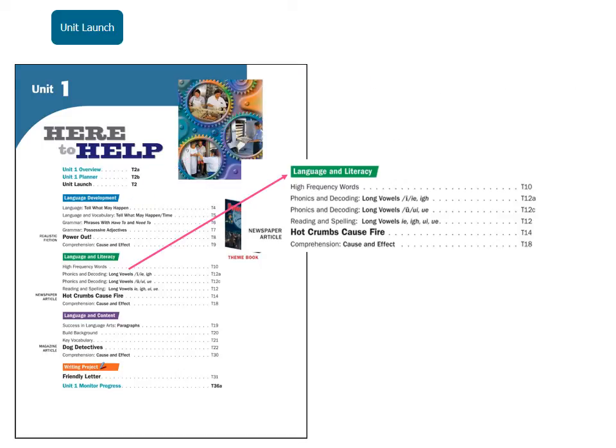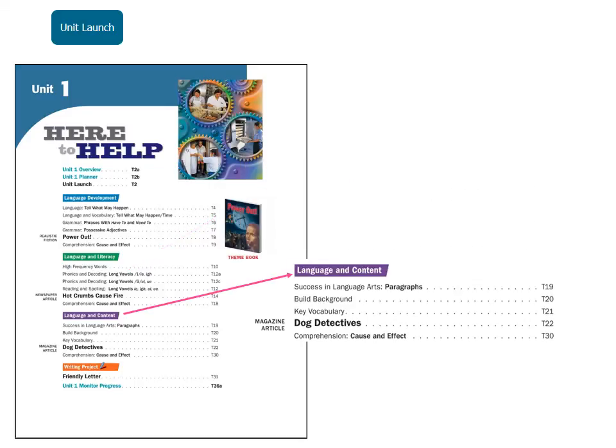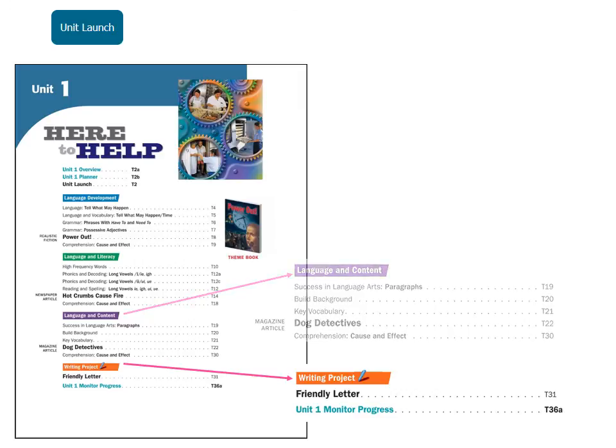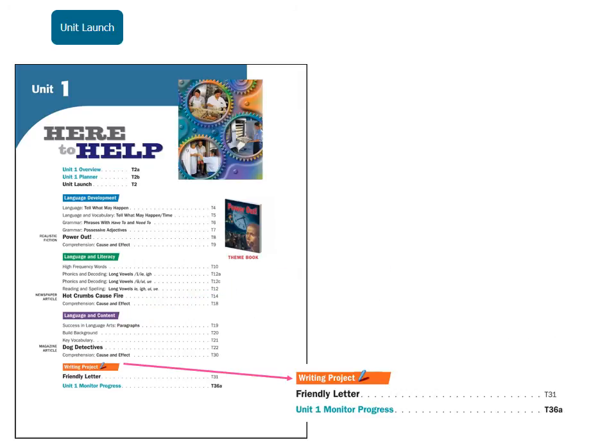The language and literacy section teaches high-frequency words, phonics, and decoding in an age-appropriate and respectful way for adolescent readers. Also, the same comprehension skill that was introduced in the language development lessons continues as students read a selection on their own. The language and content section explores text features and nonfiction genres and focuses on comprehension with an opportunity to read expository text. The comprehension focus will be the same as it is in the language development and language and literacy strands. Finally, the writing project connects key skills from every section: language, literacy, and content.